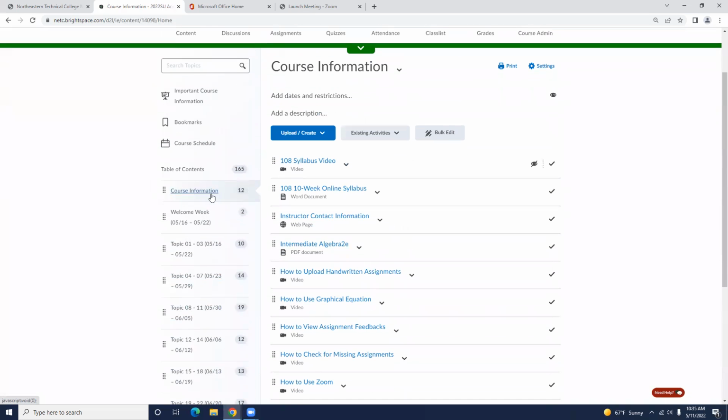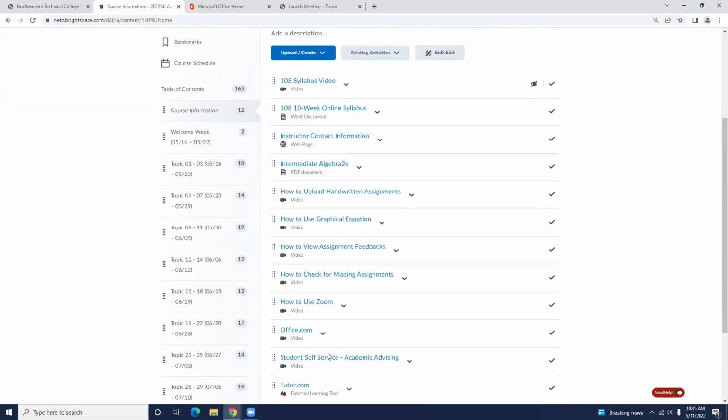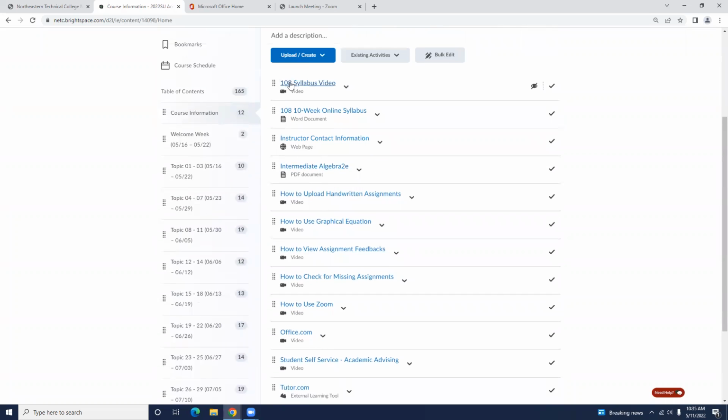So the first thing is course information. Right here on the course information are all the things you need for the semester: the syllabus videos, the syllabus, and my contact information. In this class, you will not need to purchase any textbooks, because we're using an open source education textbook, which is right here. I normally use the textbook for reference, so you don't have to have this book open all the time.